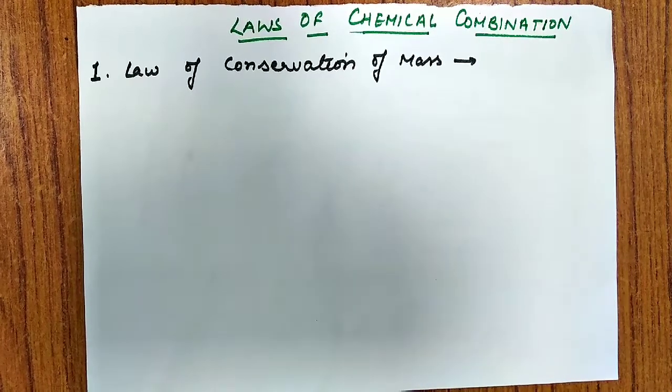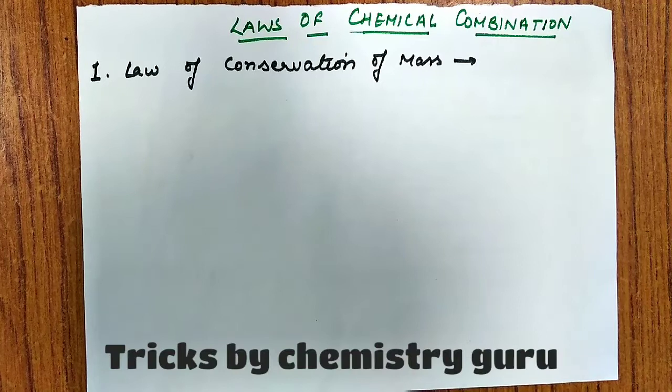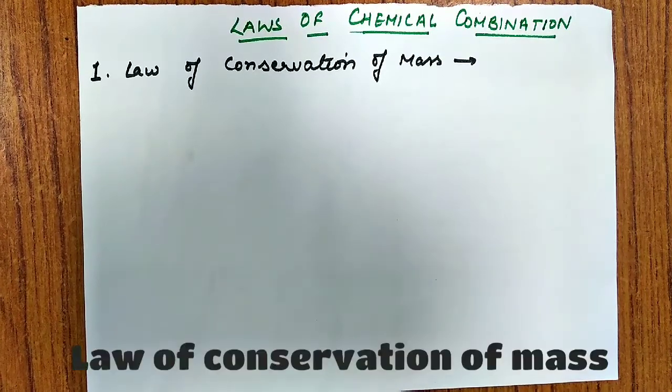Today we'll talk about the laws of chemical combination, and we'll discuss the first law, the law of conservation of mass, and we'll discuss certain numericals also.